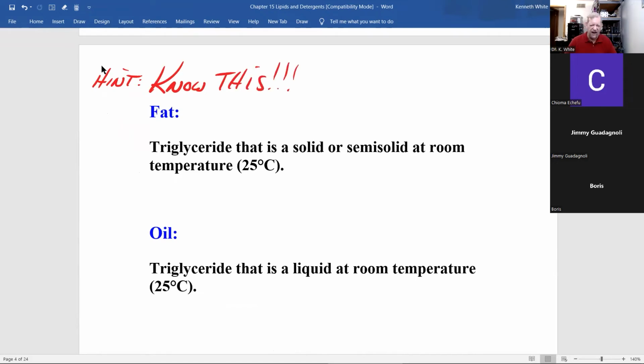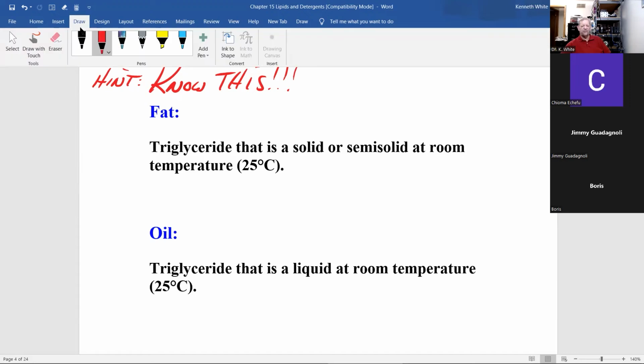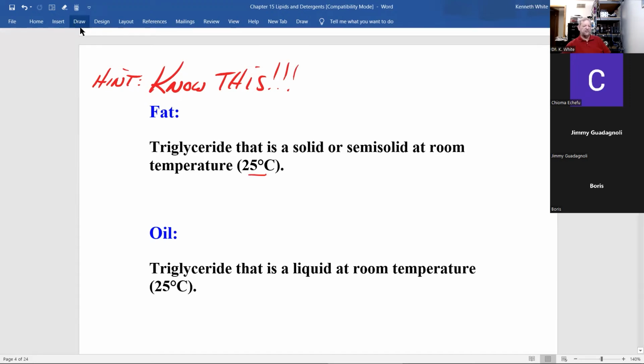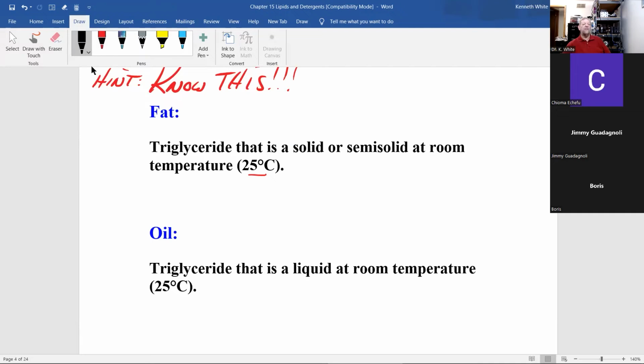what is a fat. And a fat is a triglyceride that's a solid or semi-solid at room temperature. Now, in case you're wondering, room temperature is 25 degrees C. You don't have to put that out. But a fat is a solid or semi-solid at room temperature.